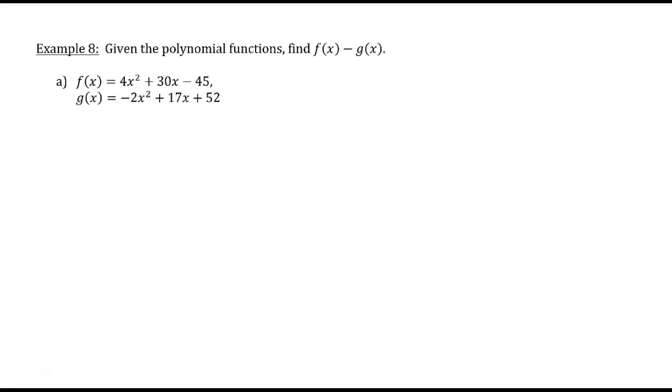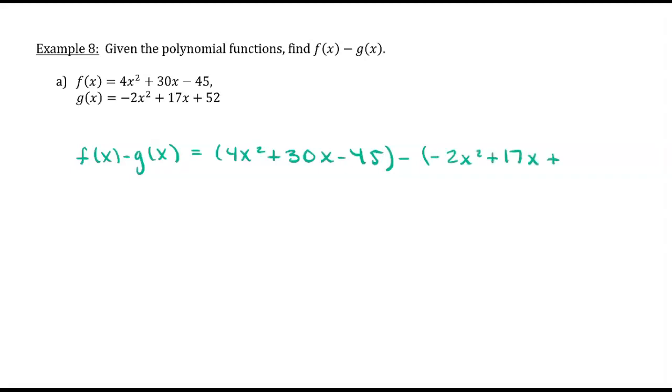Changing the language just a little, let's subtract polynomial functions. We have f of x and g of x, and we're going to find f of x minus g of x. Substituting the polynomials for their respective functions, we could rewrite this as 4x squared plus 30x minus 45 minus negative 2x squared plus 17x plus 52. Hopefully you can see that parentheses will be very important in this case to make sure that we distribute the minus sign to each term of the polynomial being subtracted.